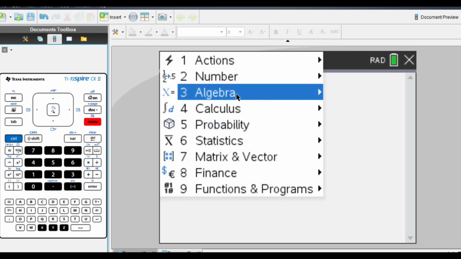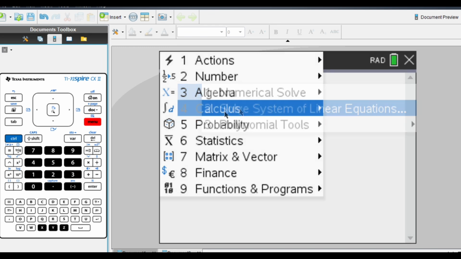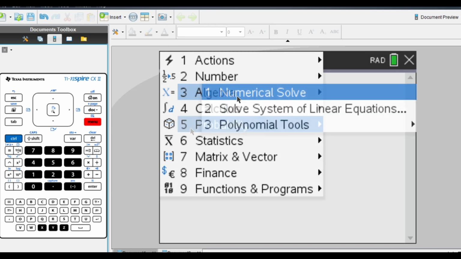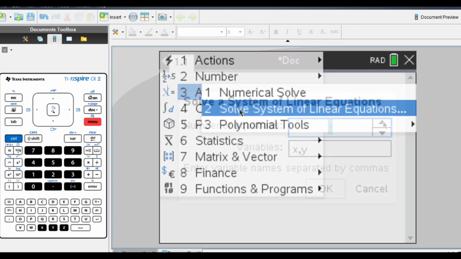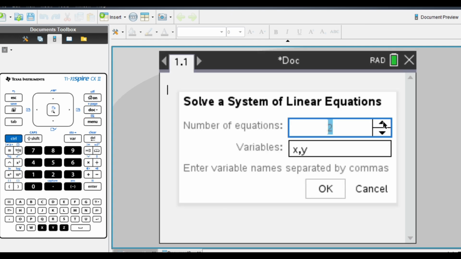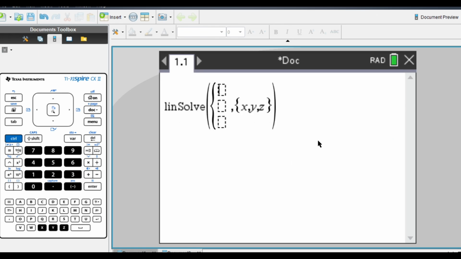So the way that you do linear solve in the calculator is by going to menu, algebra, and then number 2, solve linear equations. And then you're going to choose 3 because we have 3 equations. And then for the x, y, don't worry, once you press enter, it's going to automatically also put a z, but you can put the z if you want to yourself.